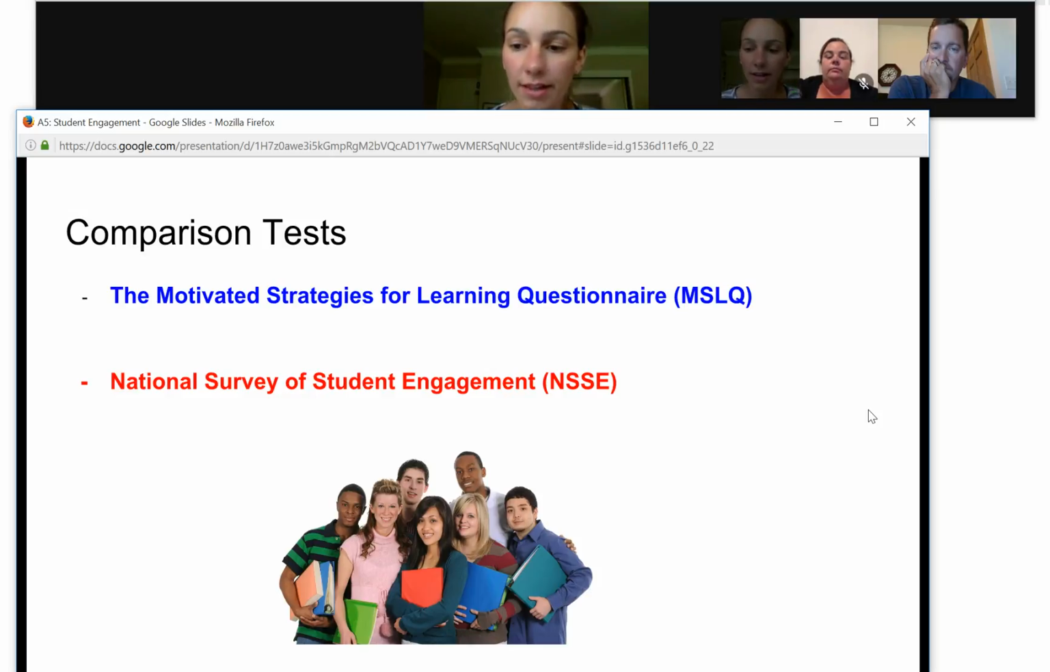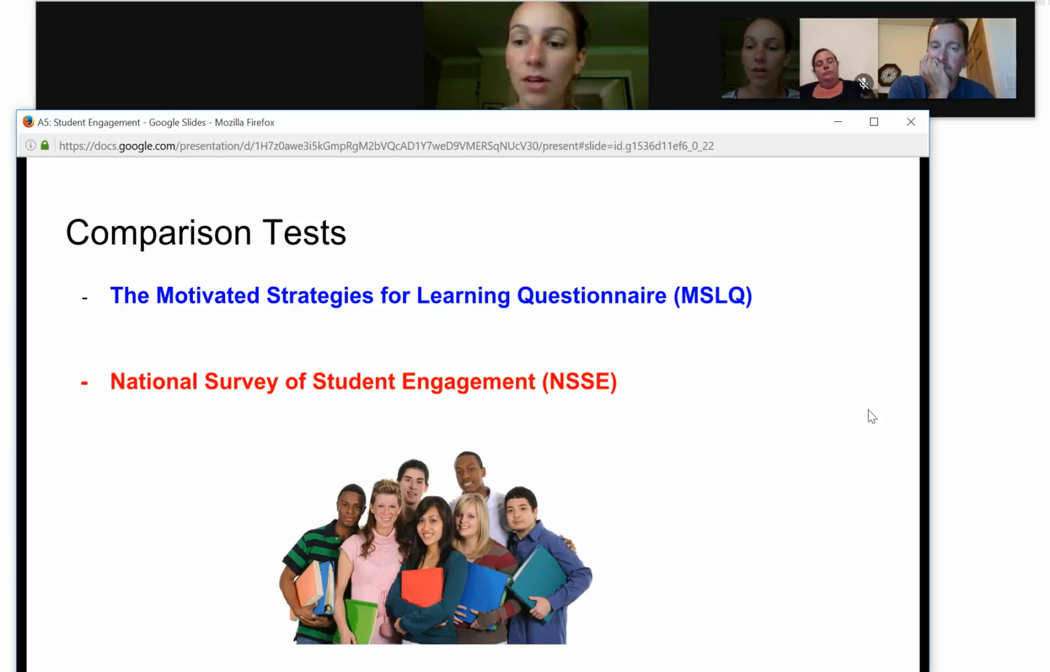Next. Prior to developing a measure that will allow us to test our interest in student engagement, it's important to look at the tests that currently exist that measure student engagement. Two of these tests include the Motivated Strategies for Learning Questionnaire, also known as the MSLQ, as well as the National Survey of Student Engagement, or the NSSE. Both of these are widely implemented measures in the university setting.